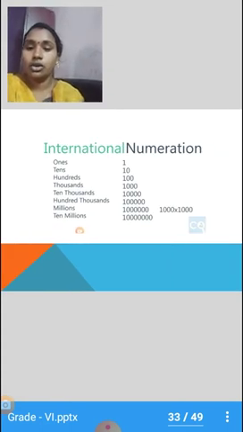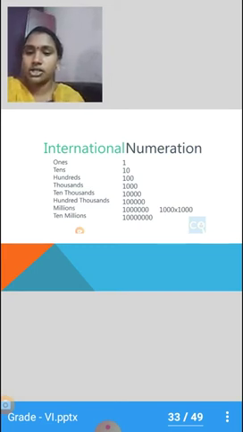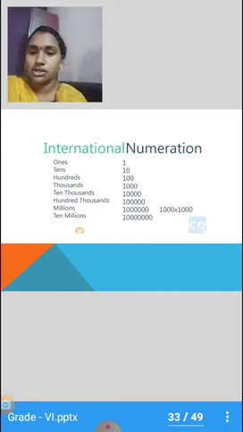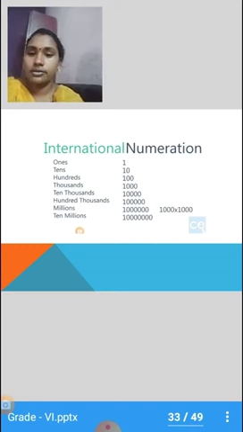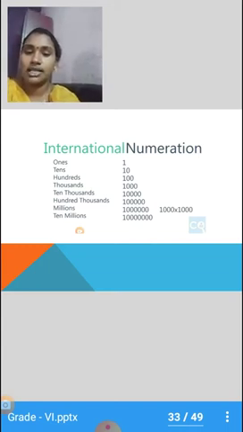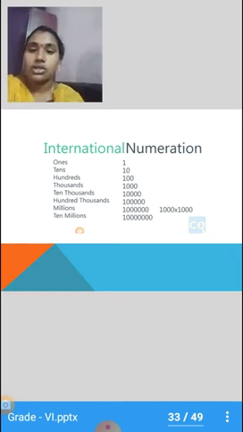So this is a formatted one. For ones you have only one digit, tens you have 2 digits, hundreds 3 digits, thousands 4 digits, 10,000s 5 digits, 100,000s 6 digits, millions 7 digits and 10 millions 8 digits. Did you understand the international numeration, children?